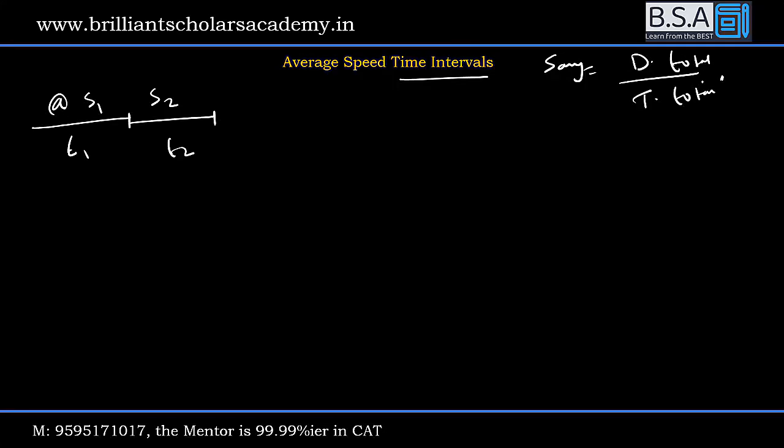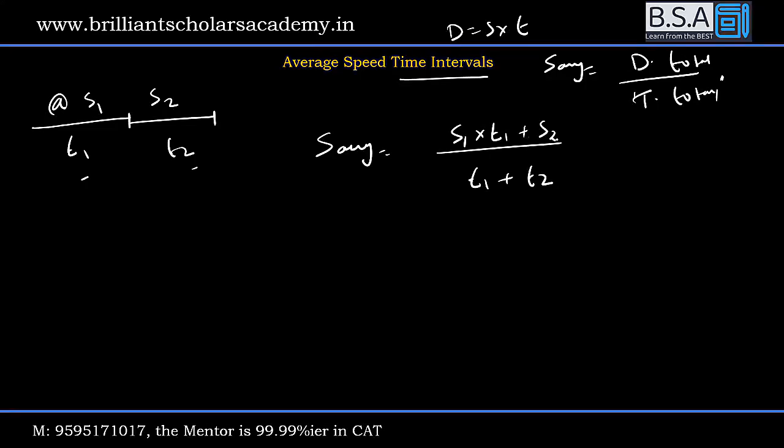You see, time has been given to you directly. Look at this value and look at this value. So out of the two, the denominator is available to you, t1 plus t2. How do you calculate distance? Distance is equal to speed into time. So multiply both, s1 t1 plus s2 t2. That is the formula for speed average.